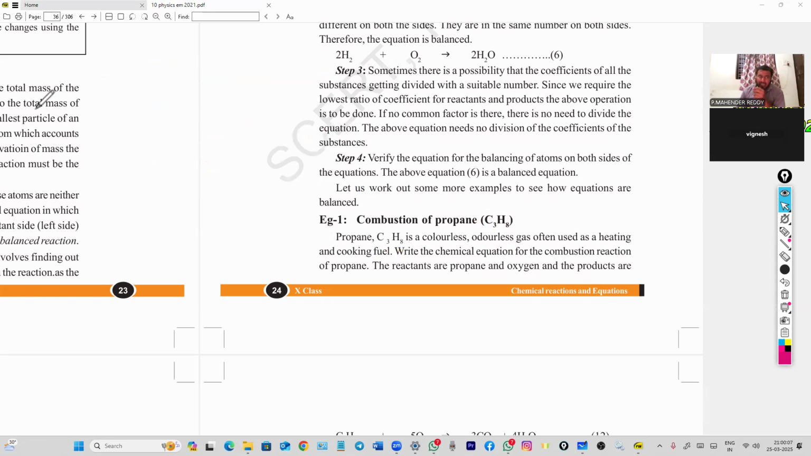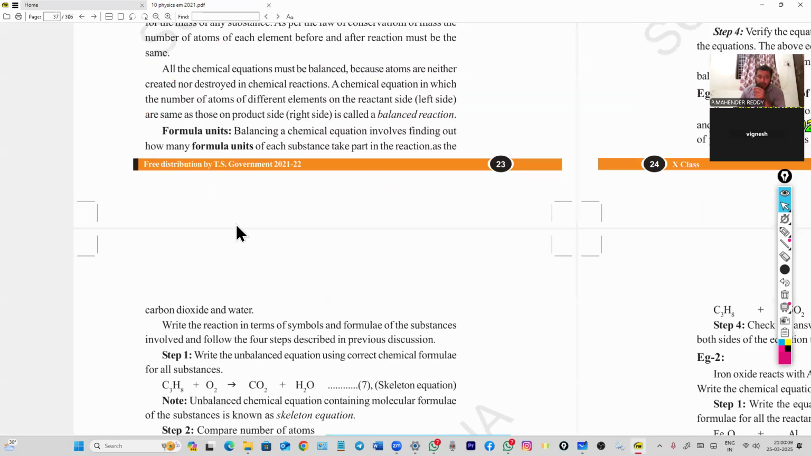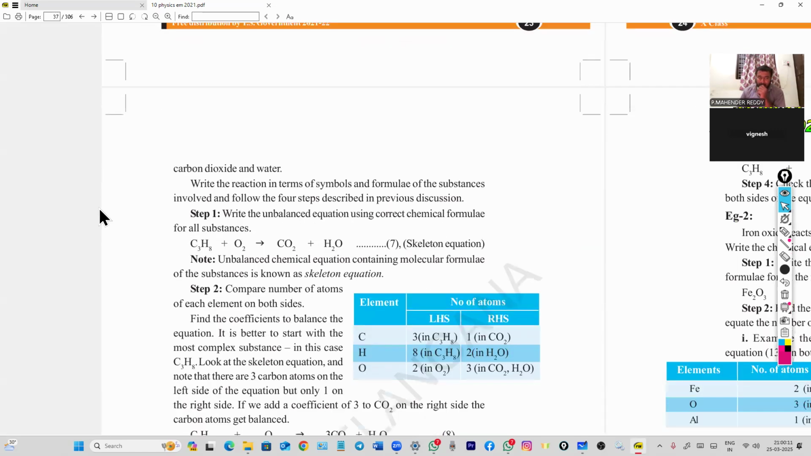Now we have to balance the chemical equation. How to see? First, step 1. This propane is combined with oxygen. Here we have written the skeleton equation I told you. Skeleton means it is the rough equation, a rough or unbalanced chemical equation, or skeleton equation.